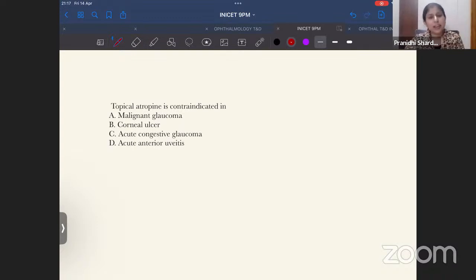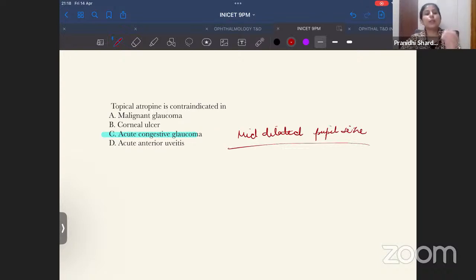Now, since it is a direct option, we just need 1 to 2 seconds to answer this question. However, we'll try to read all of the options. Since it is a very direct question, the answer becomes acute congestive glaucoma, because in acute congestive glaucoma, miotics are the treatment of choice. And why are mydriatics contraindicated? Because the attack of acute congestive glaucoma occurs in a mid-dilated pupil size. Because it occurs in the mid-dilated pupil size, the acute angle closure occurs. So the mydriatics are contraindicated.